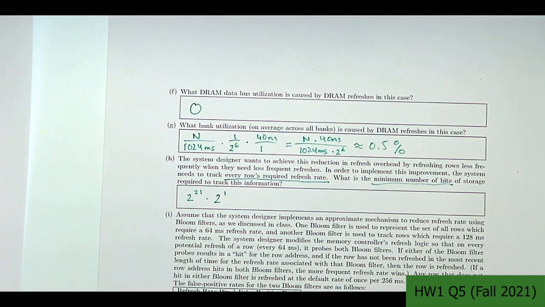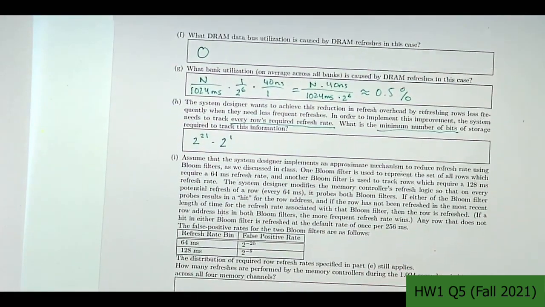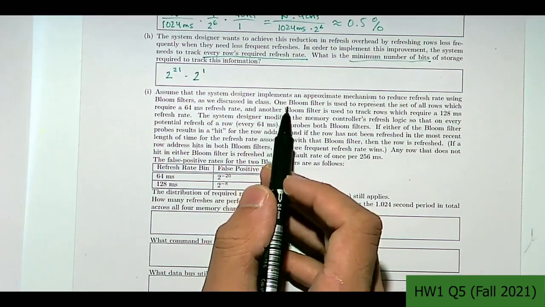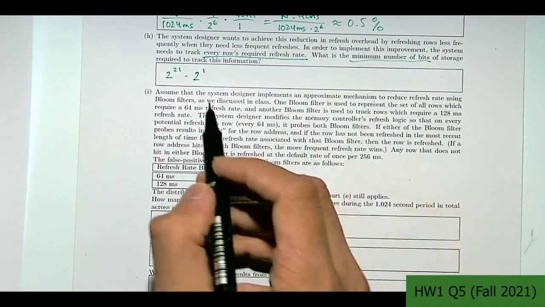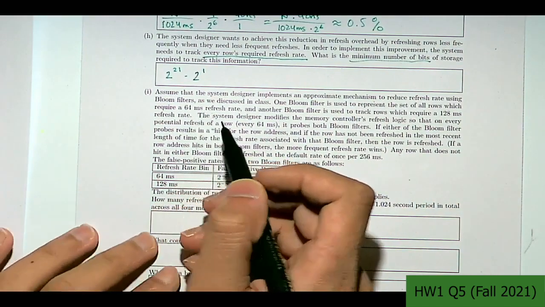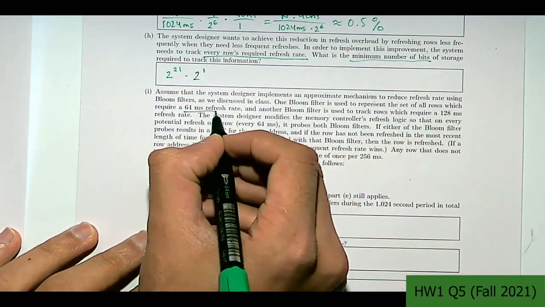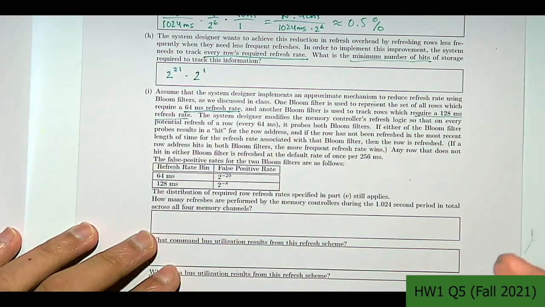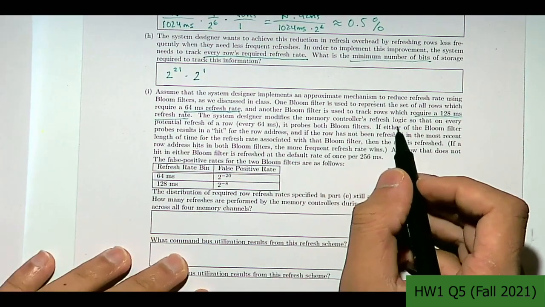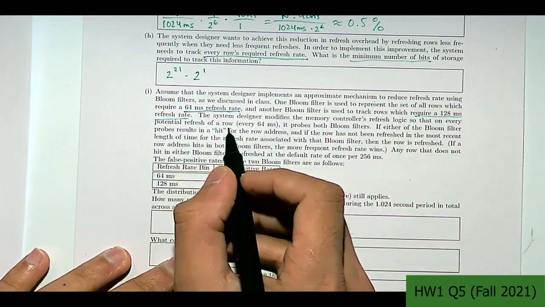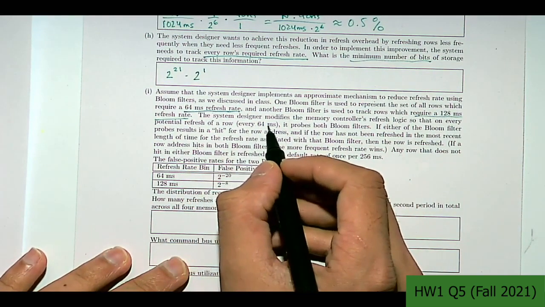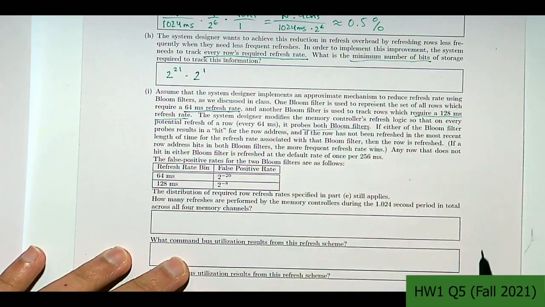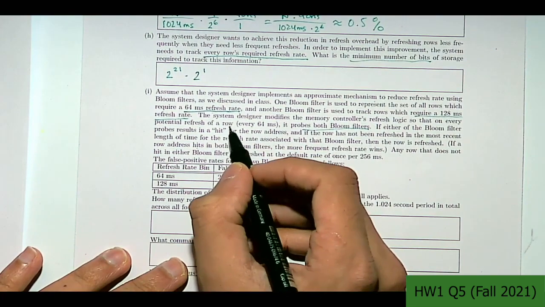Okay, fair. So then part I. This question asks to assume that the system designer now implements an approximate mechanism to reduce the refresh rate with Bloom filters. One Bloom filter represents all rows with 64 milliseconds, another one for all rows which require 128 milliseconds. And so we modify the memory controller's refresh logic. On every potential refresh of a row, so every, say, 64 milliseconds, it probes both Bloom filters, right? So both are probed for every potential refresh of a row.